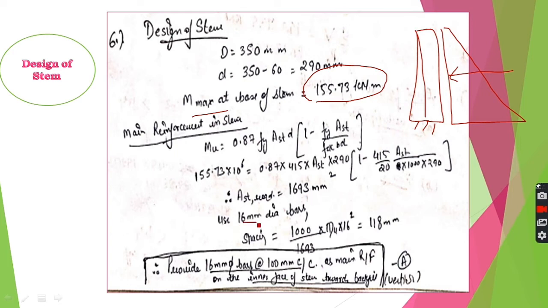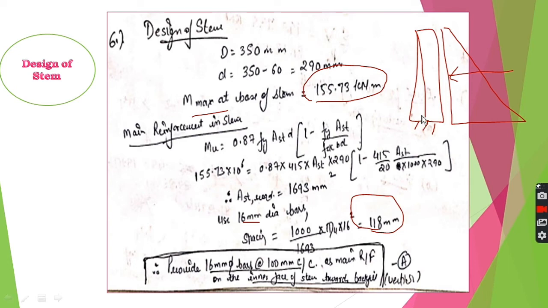We assume the diameter of bar and calculate the spacing. So we have concluded that we have to provide 16 mm dia bars at a spacing of 100 mm center to center as the main reinforcement on the inner face of stem towards the backfill. So this is the vertical reinforcement.